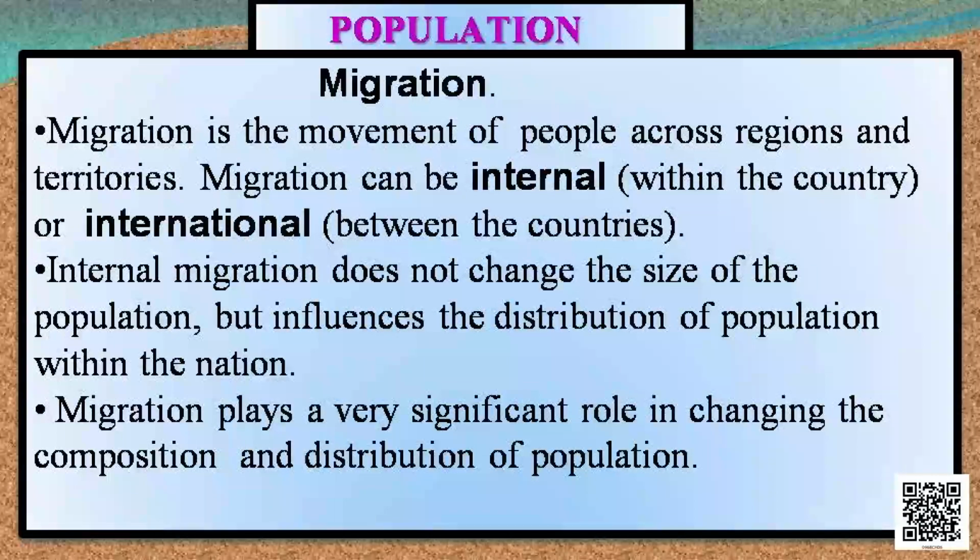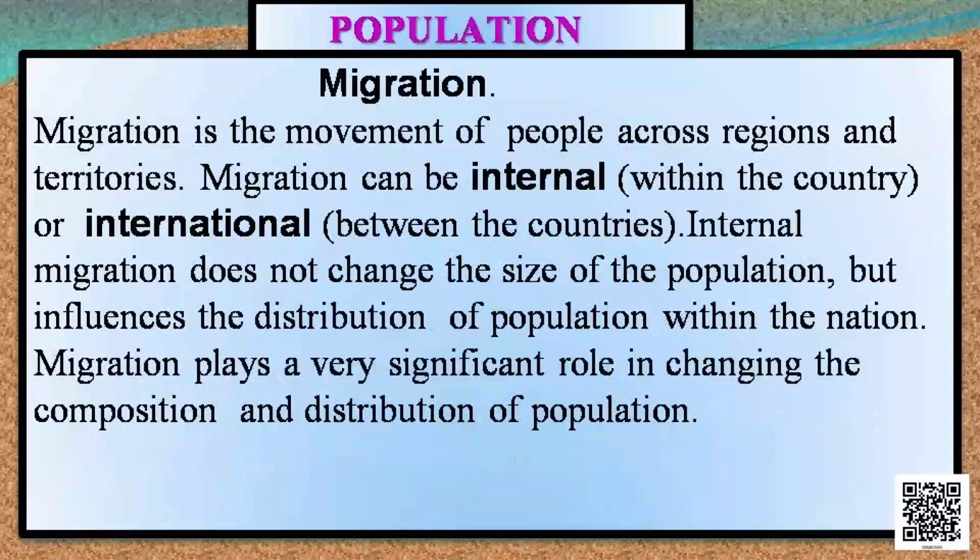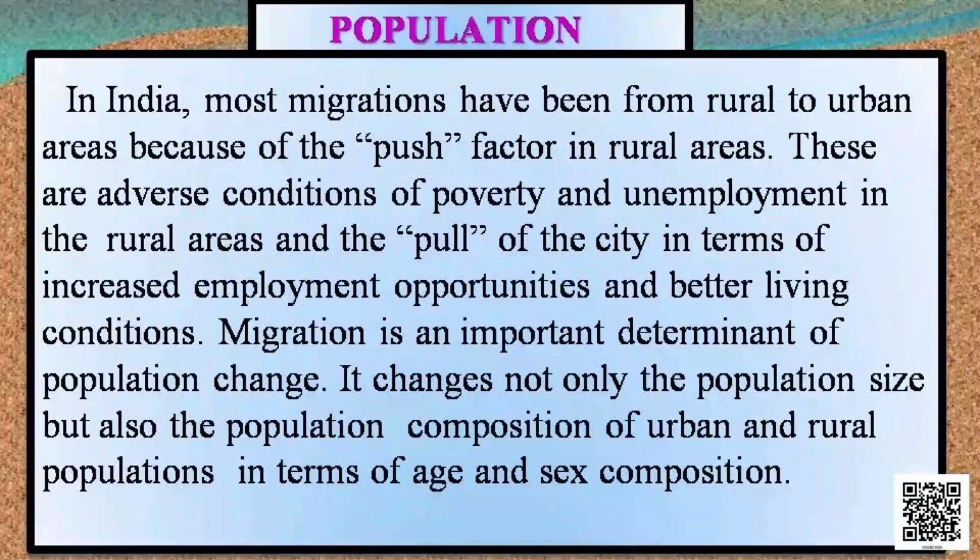Migration plays a very significant role in changing the composition, so also the distribution of population. If you take the case in India, most migrations have been from rural to urban. Rural meaning the village area, urban meaning the town or city area. What is the reason behind it? It is all due to the push factor in the rural areas.